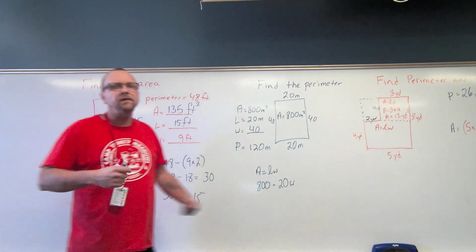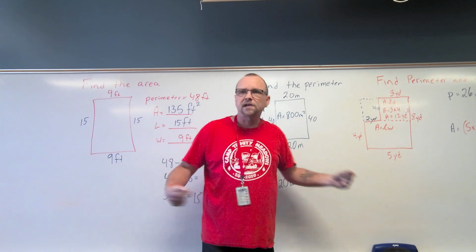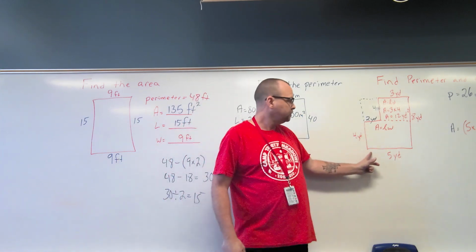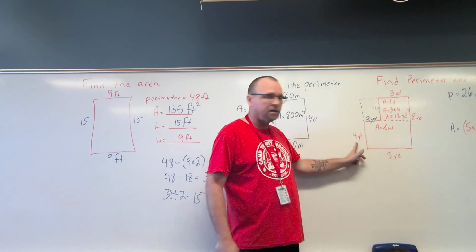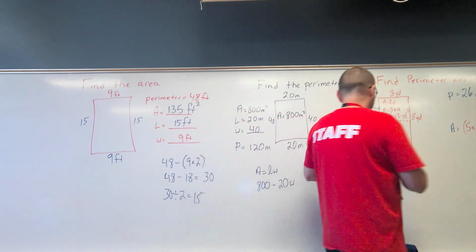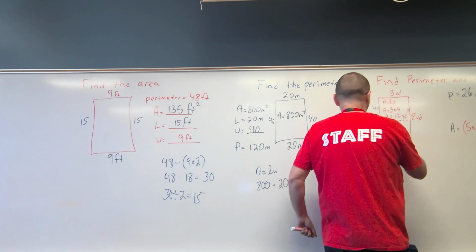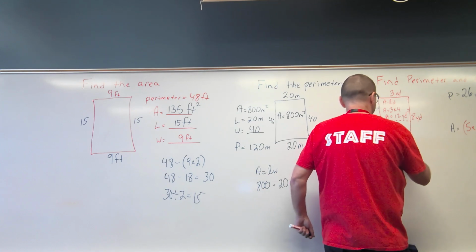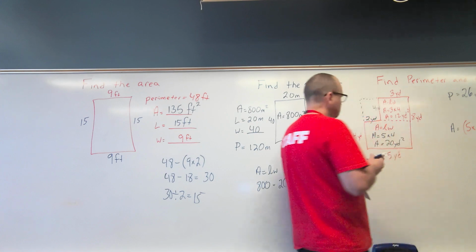Tell me the numbers for the length and the width. What's the length and what's the width? The length is 5 yards. And the width is? 4 yards. Good. So again, I have area equals 5 times 4. The area equals 20 yards squared.